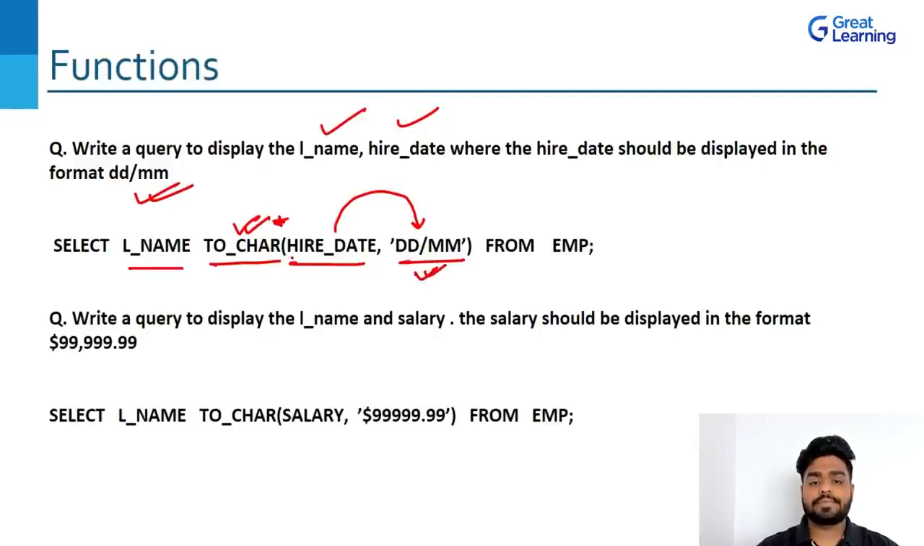So toChar. Okay. Let's say that there's a number. Let's say write a query to display lname and salary. The salary should be displayed in the format of $99,999.99. What is this? Salary, you already know that's a number. Now I want to represent it as a character because I have a dollar here. Can you see? And a dollar can't be counted in a number. So we are changing it to character. So we are using toChar. Right? So whenever you want to change from one particular data type to another, you use toChar, toNum, toDate. These all things we use when we want to change from one data type to another.